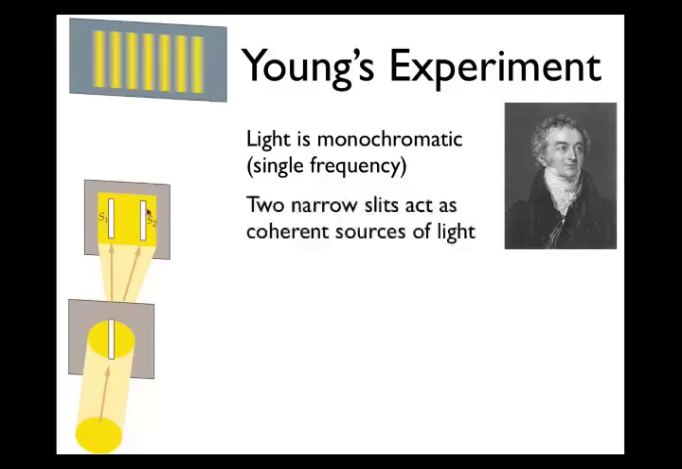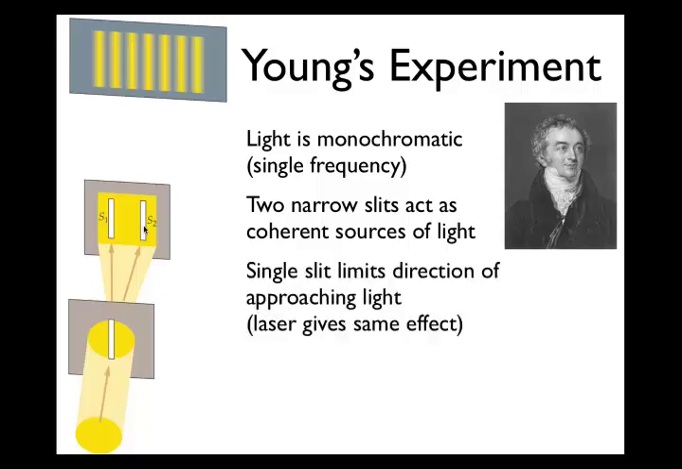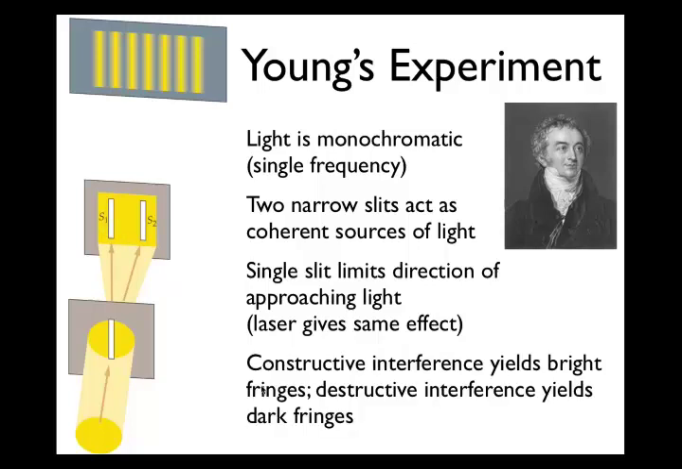So again, in this particular experiment, the 2 narrow slits act like new sources of light, and each of them is producing light that is said to be coherent, and that simply means that when they leave these 2 slits, the 2 light waves are in phase with one another. They're emitting, if you will, crests from both slits at the same time, troughs from both slits at the same time. The single slit is here simply to limit the direction of the approaching light and to spread out the beam so that it hits both of these slits. The laser limits its own direction by being a fairly one-directional beam of light.